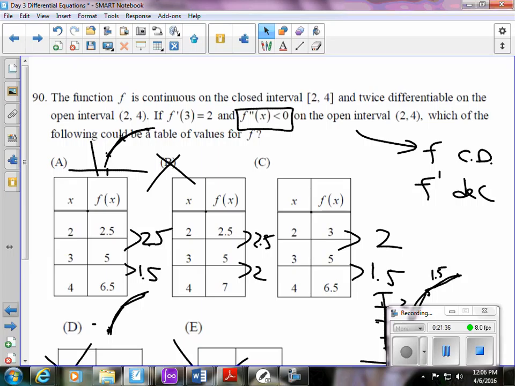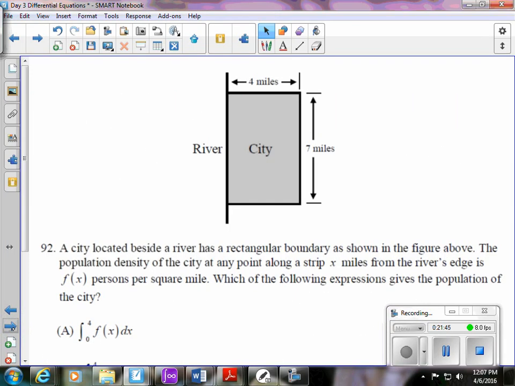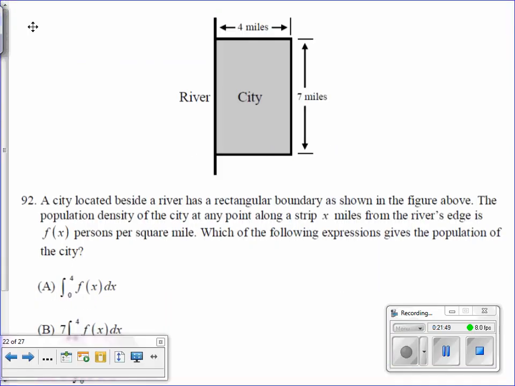Okay, next question. We'll do 92. Let's do 92. 92 is going to seem like a breeze now. Okay, so when you looked at 92, be honest, you said we never learned about no rivers or cities. I'm not doing that. Did you say that?